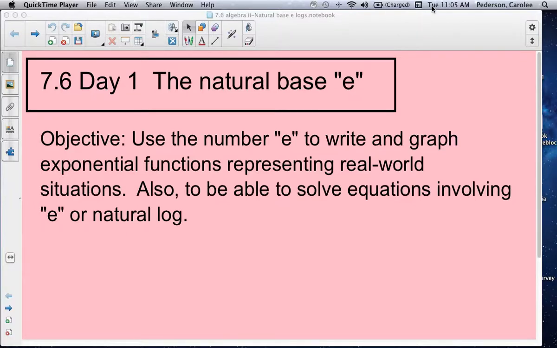This is 7.6 day 1, the natural base e. We're going to introduce you to the value of e. We did a little bit on a word problem on the previous lesson 7.5.